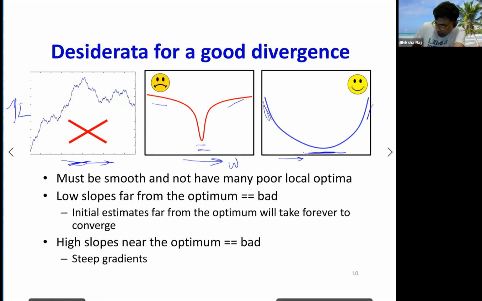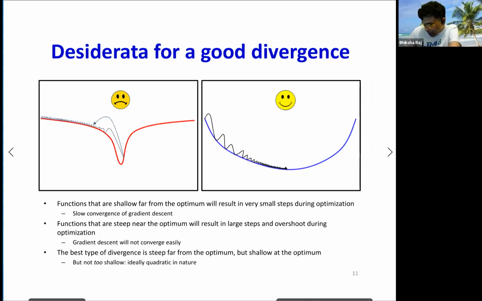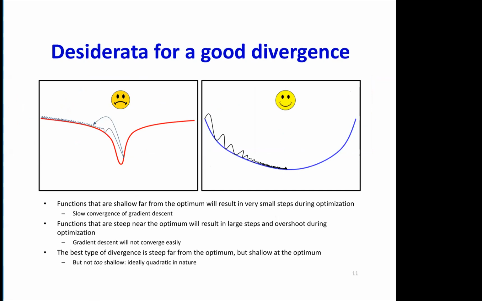You want the function to be steep away from the minimum, and you want it to be nice and gentle close to the minimum, so that gradient descent takes big steps out here and small steps out here, and carefully arrives at the minimum. Ideally, you want quadratic behavior near the minimum. So these figures here should illustrate the reason for the requirements that I just stated.